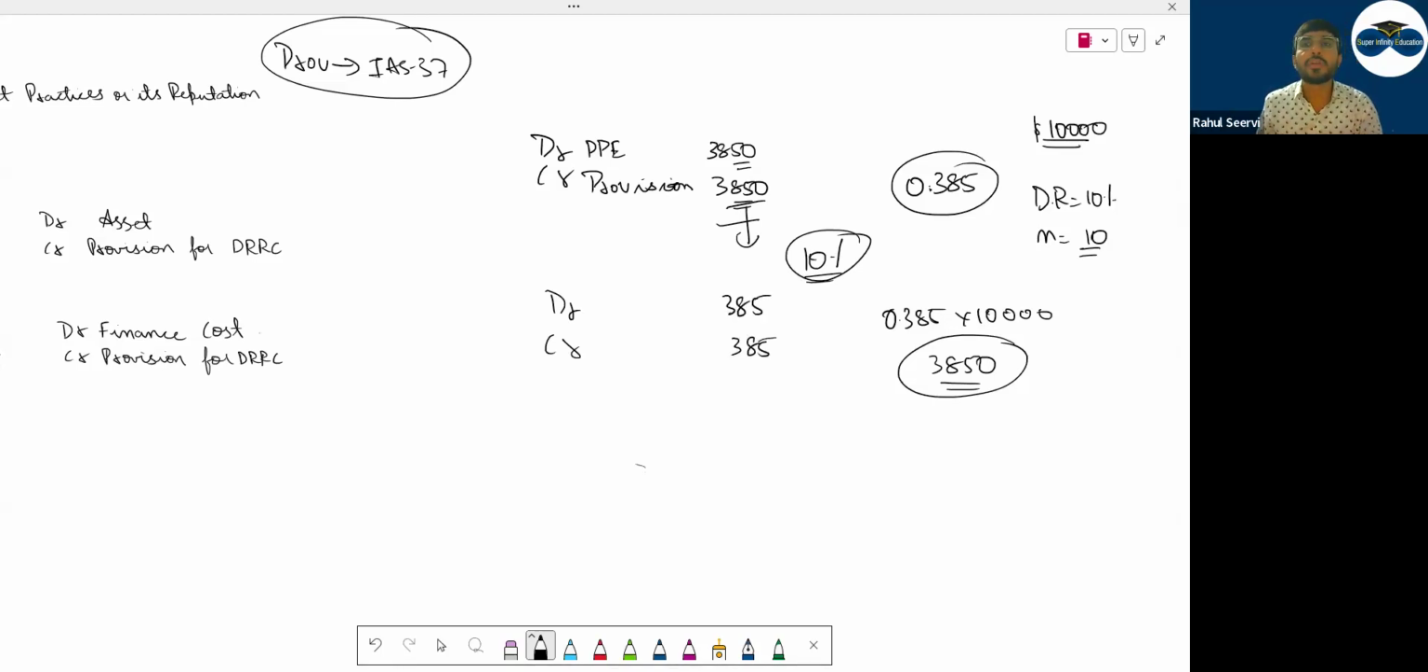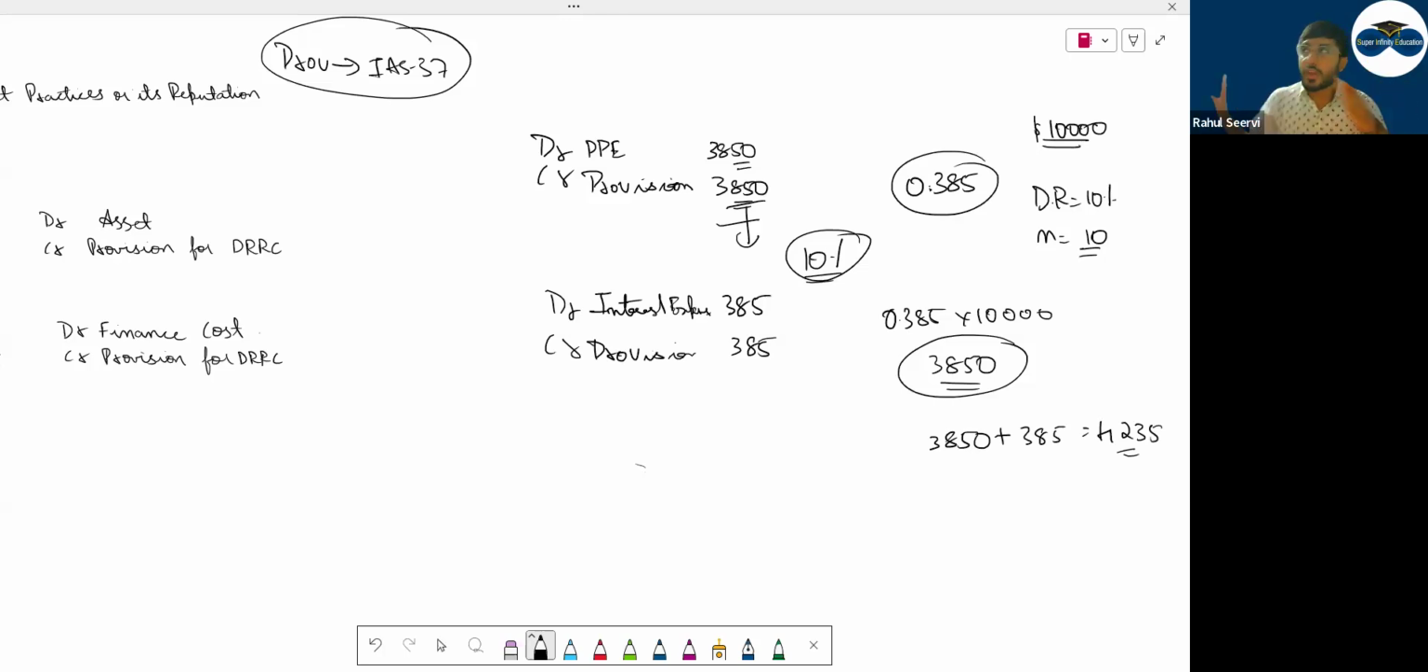So this 385 will be your interest expense. Debit interest expense, credit what? You will increase your provision. At the beginning of the first year, it was 3,850. Then you added the value 385. So at the end of the first year, what will be your provision, the amount which you have to incur after a few years? 4,235.